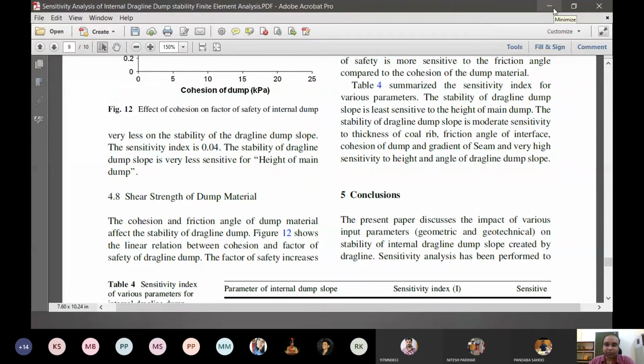models, and then we analyzed each of them separately. So it took a lot of time.